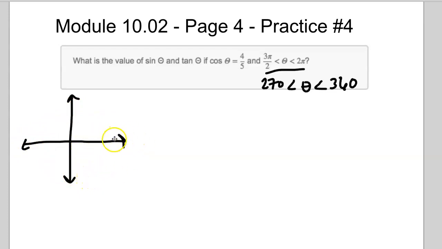Or you can go with the fact that in radians, this would be 0, this would be pi over 2, over here would be pi, so we're just adding pi over 2 for every axis point, so pi over 2, pi, and add another pi over 2, which is 3 pi over 2, and then we're back to 2 pi. So again, we're still in quadrant 4, so we know for a fact we're sitting here.